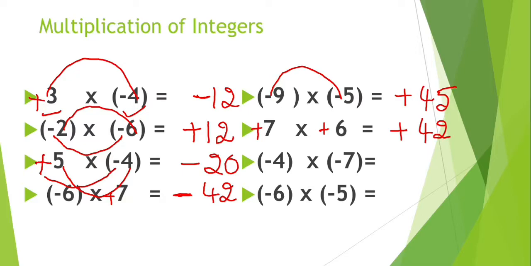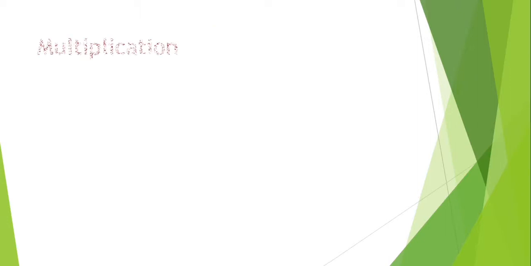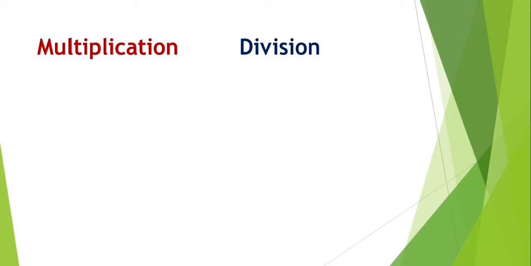This is the way we have to do the multiplication of integers. Remember that first we have to multiply the symbols. Then after that we have to multiply the numbers. Then we get the product. Okay. Now from multiplication we get the division concept. Here we will discuss how we can convert multiplication into division.